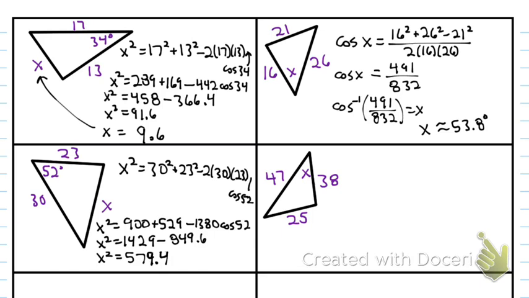Now with the square root, we get a value that is approximately 24.1 as our side. Hopefully you're following along, checking the calculations as we go through these.